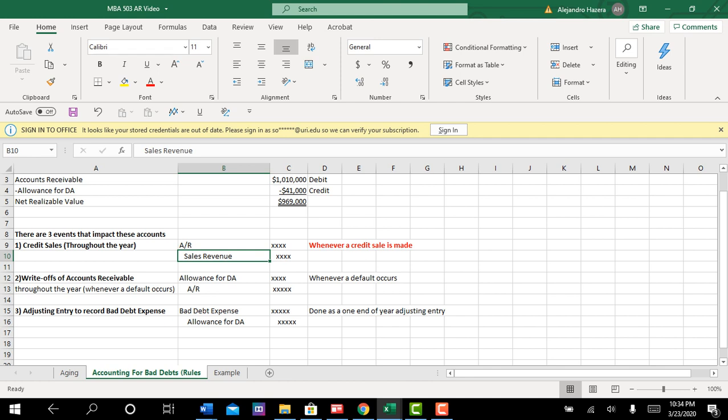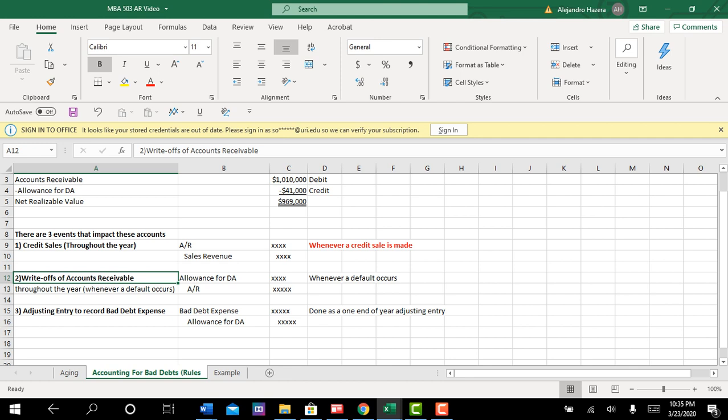Now, the next two entries, I'm going to be very careful with. In a sense there are multiple events, but the next two types of events that can happen. Number two, the next event, are the write-offs of accounts receivable. We write off an accounts receivable whenever a customer defaults on an account. That's the event which triggers this entry.